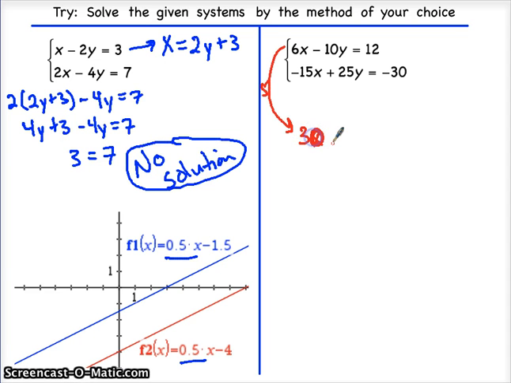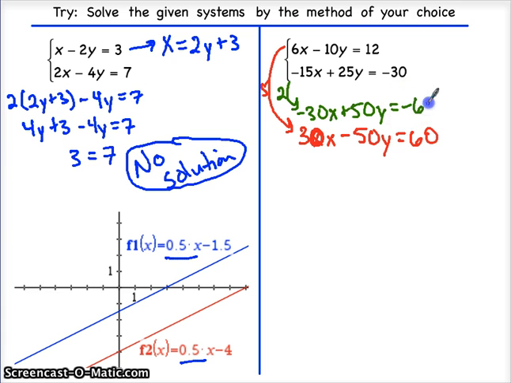30x minus 50y equals 60. And if we multiply our bottom equation right here by 2, you're going to have a negative 30x plus 50y equal to negative 60. And you'll notice that this time when we add up both of our equations, all of our x's disappear, all of our y's disappear, and we actually end up with 0 equals 0. Now we did lose both of our variables, but because this is still a true statement, remember that this is actually infinitely many solutions.